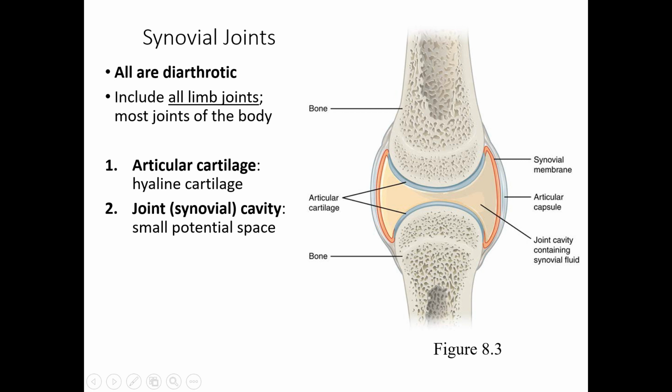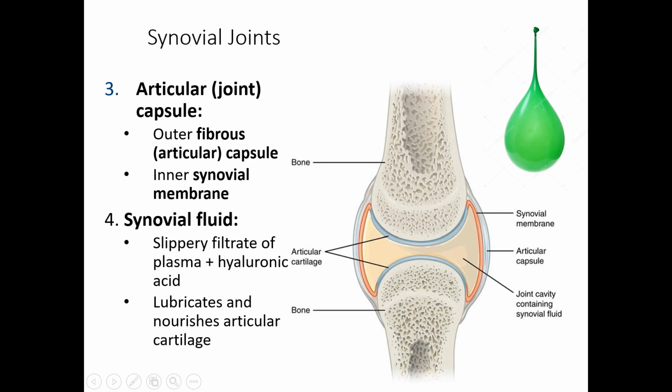Next one, between those two bones, there will be a space called synovial or joint cavity. Okay, joint capsule or articular capsule. It's a structure made of two layers covering that joint cavity from the outside. There is outer or fibrous capsule. It's also called articular capsule, made of dense regular connective tissue. And inside there will be synovial membrane.